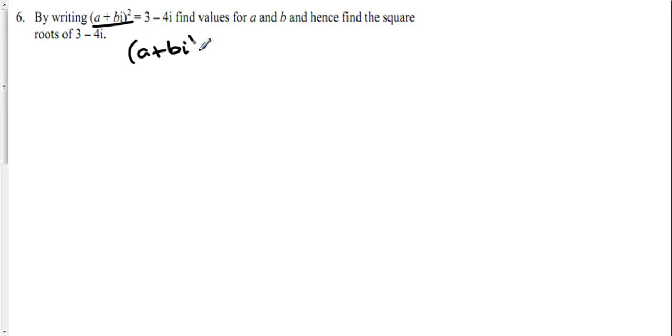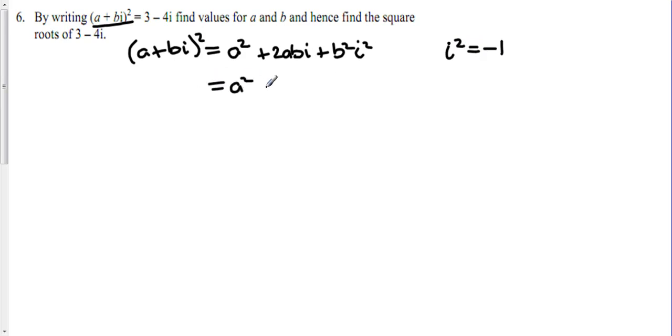and to do that, if you think about just a normal expansion of brackets, we'll have a times a, we'll have a times bi, but twice. So we'll have 2abi, and then we'll have bi times bi, which will give us b squared i squared. Now don't forget, of course, the fundamental part of complex numbers is that i squared is -1. Hence, a squared plus 2abi minus b squared is our expansion.